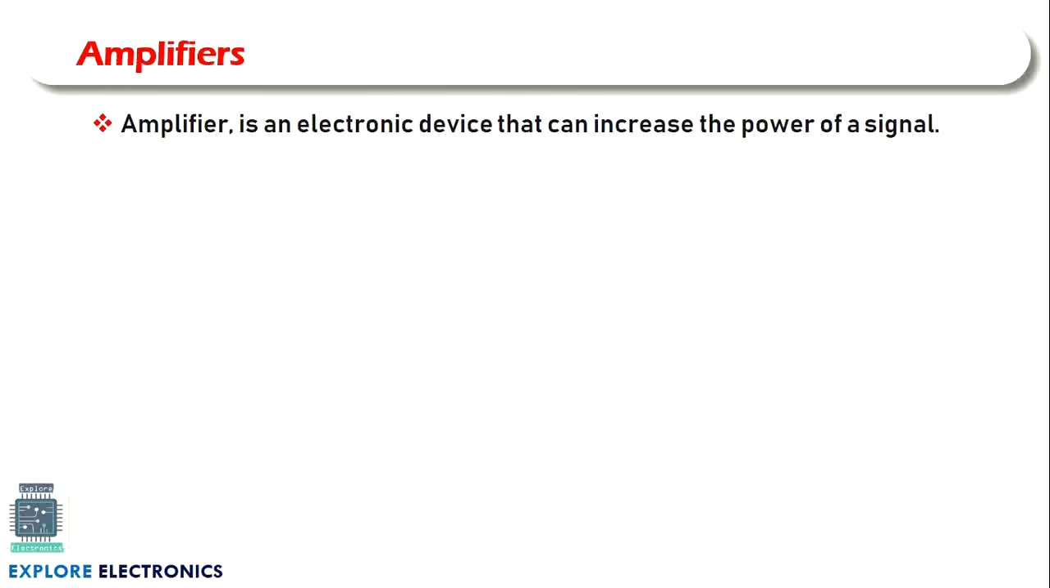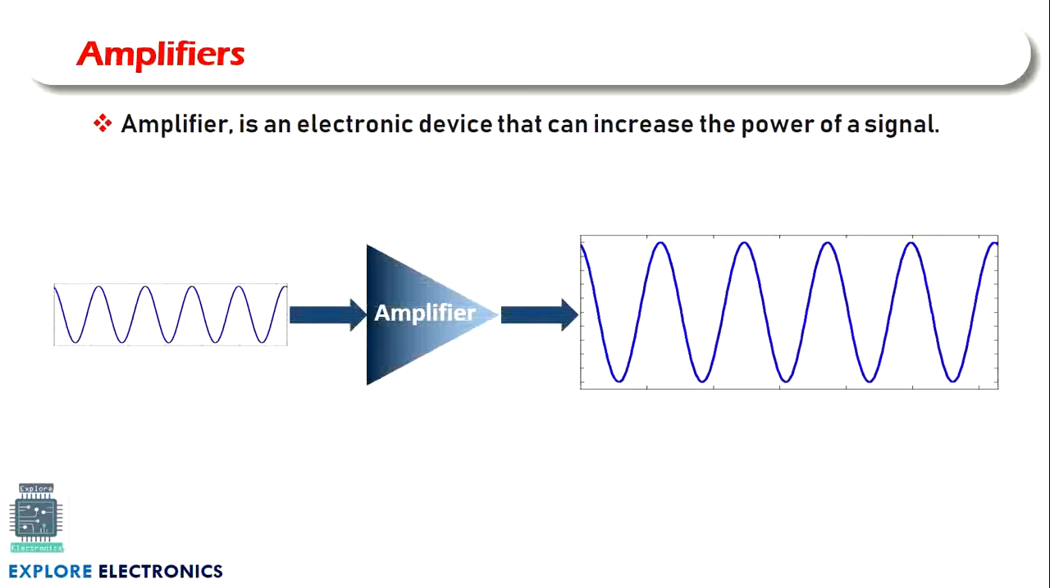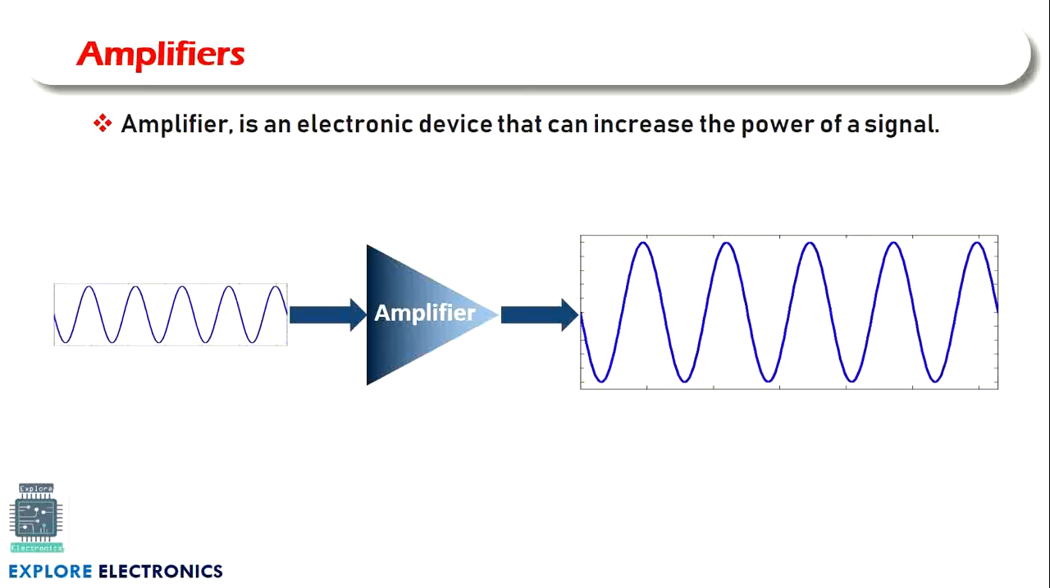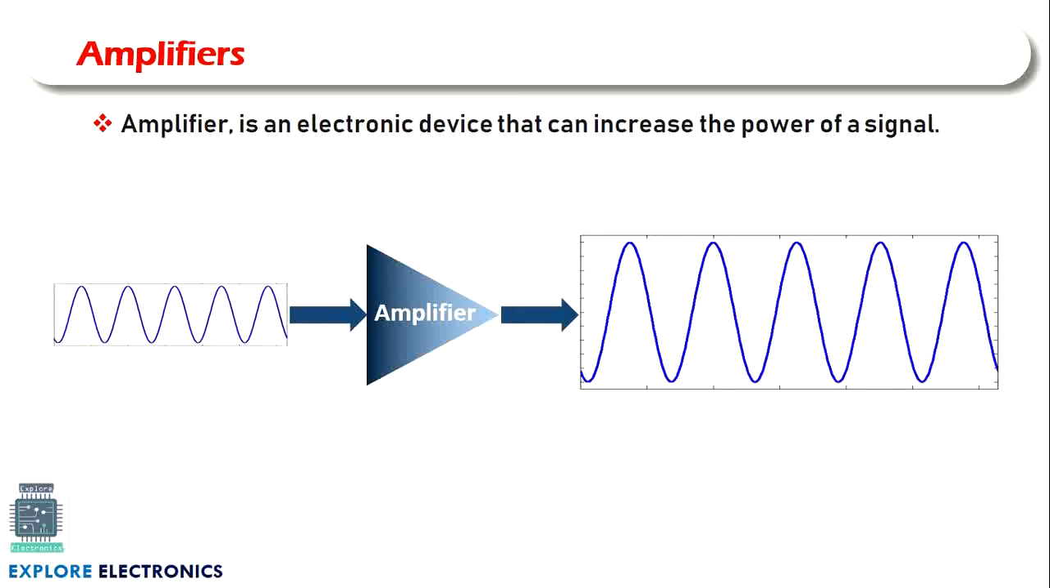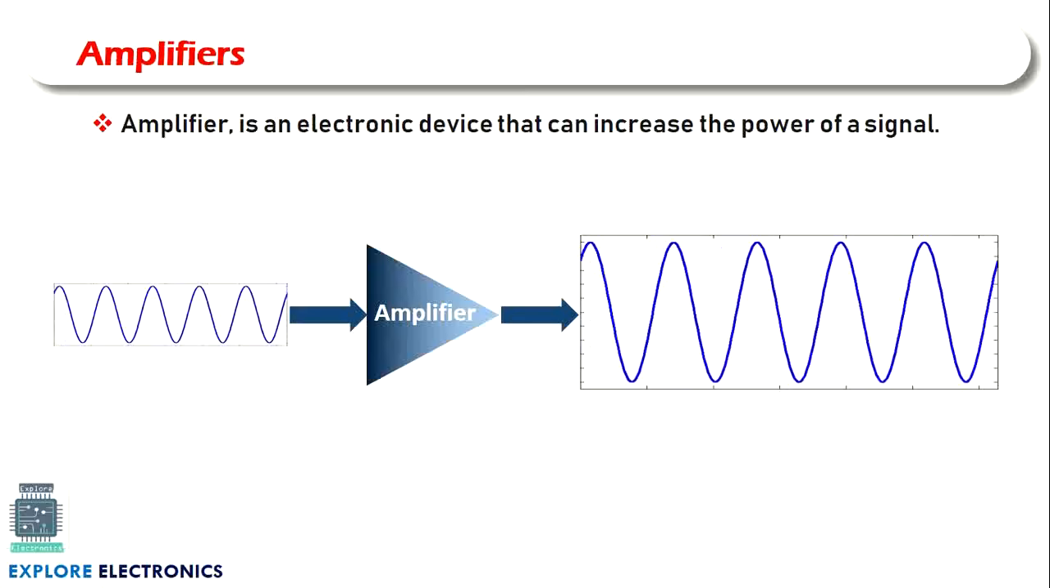First, what is an amplifier? Amplifier is an electronic device that can increase the power of the signal, or we can say the amplifier circuit is going to increase the strength of the signal. So if you apply a small voltage signal like this to an amplifier, the output will be a large signal, as you can observe here. So the amplifier is going to increase the voltage or the power of the signal.